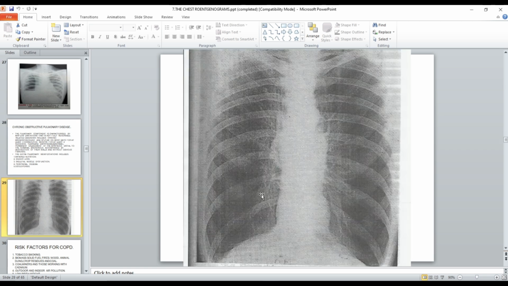This is a typical picture of COPD. The lung fields are hypertranslucent due to trapped air. The heart is elongated. The diaphragms are depressed. This is typical COPD: tubular heart, hyperlucent lungs, and marked bronchovascular markings on both sides.